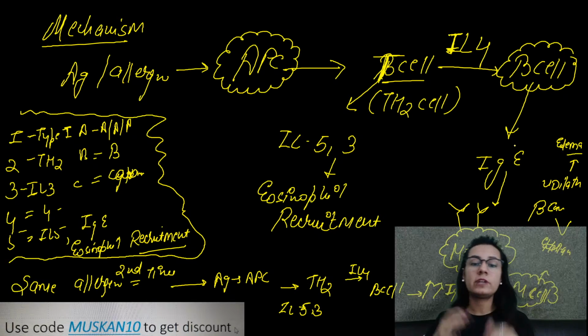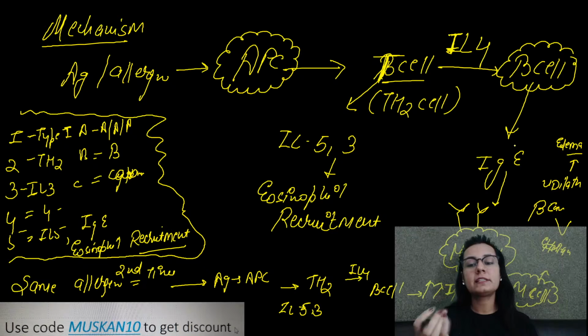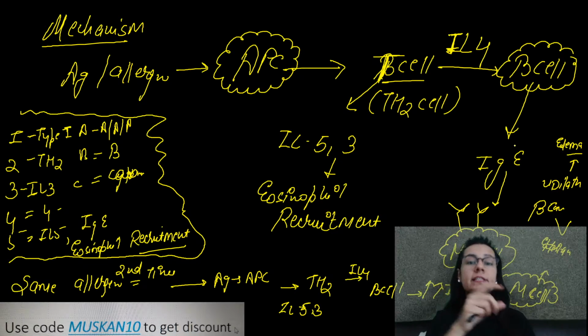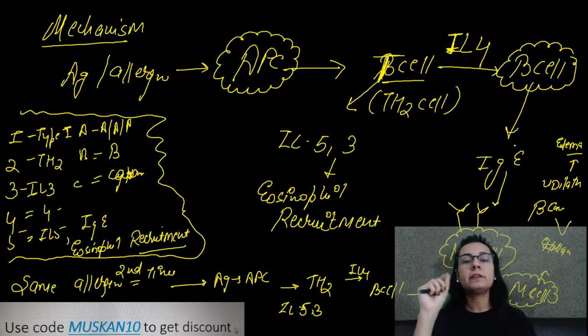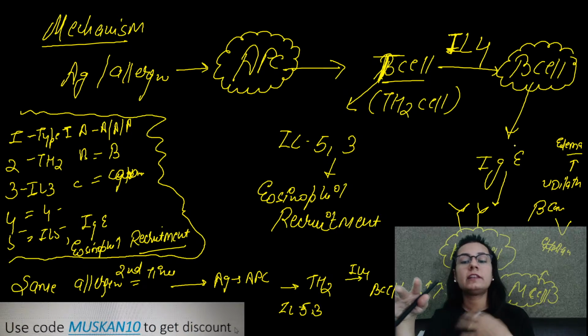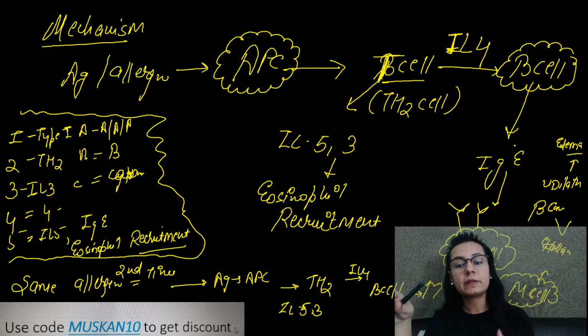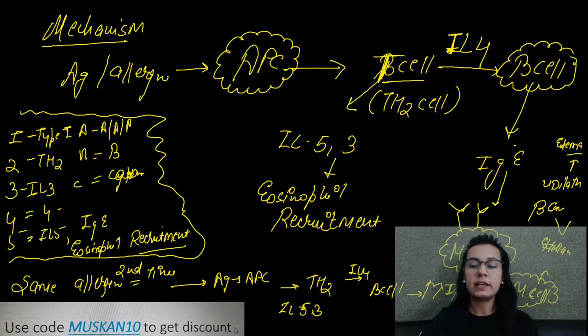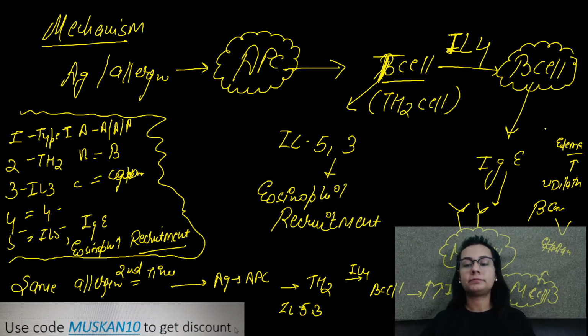What will happen on the second exposure? The same antigen came back, it will again present to the APC, to the TH2 cells, with interleukin 5, 3 and 4. This will activate the B cells, and this time the mast cells are already sensitized, so the IgE on the second exposure of the antigen will be present in higher concentration, and they will cause degranulation of the already sensitized mast cells, releasing histamine, causing bronchoconstriction and vasodilation, increasing vascular permeability and causing edema.